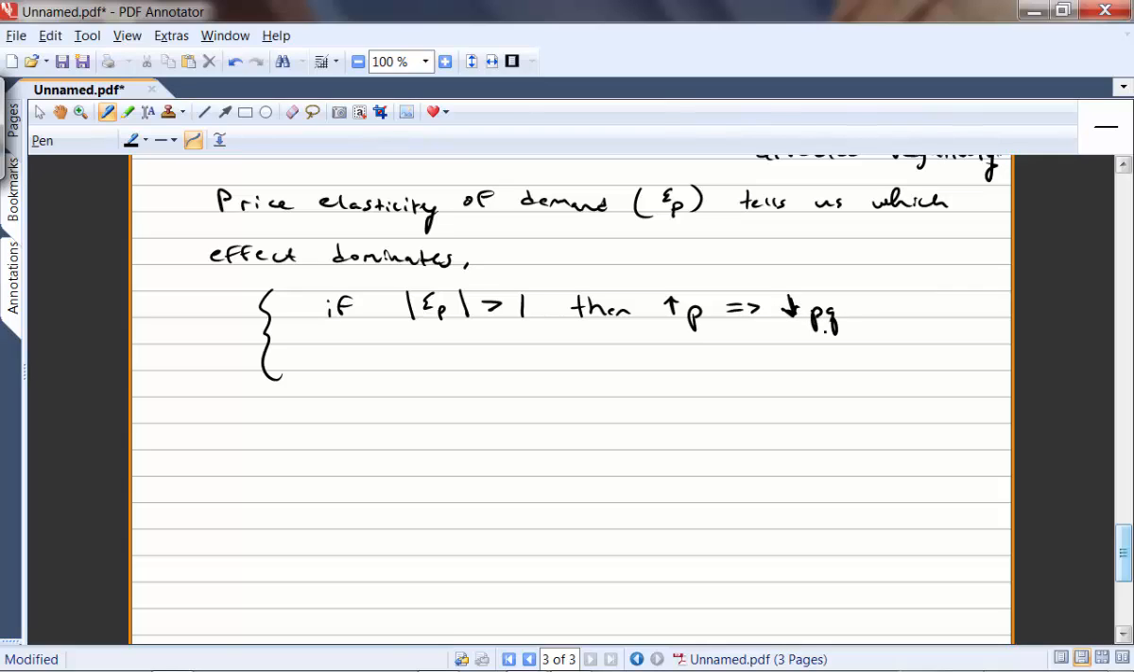So when the quantity demanded for a good is relatively elastic, this implies relatively elastic demand. Whenever quantity demanded is relatively sensitive to a price change, when you increase the price of a good, the quantity demanded, of course, is going to fall, and that quantity demanded effect is going to dominate the price effect, and revenue is going to fall.